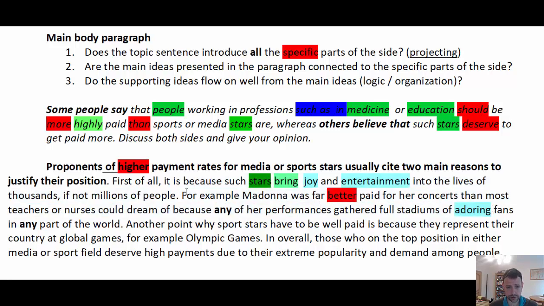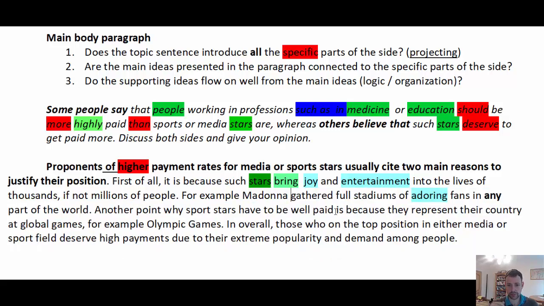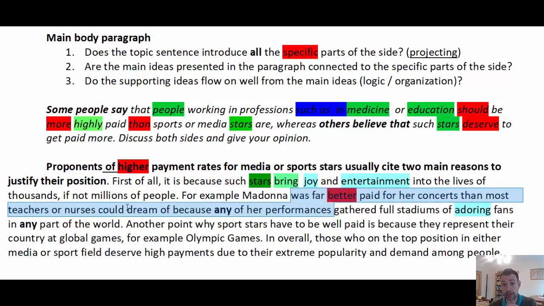Yeah. Just quickly, let's have a look. For example, Madonna. If we just say something like, for example, Madonna gathered full stadiums of adoring fans, yeah, that's still okay. The main idea here is such stars bring joy and entertainment. So this, for example, Madonna gathered full stadiums of adoring fans in any part of the world. That continues the idea, so it's okay. But you want to keep bringing it back to that specific parts. And one of those parts is about pay. Okay.